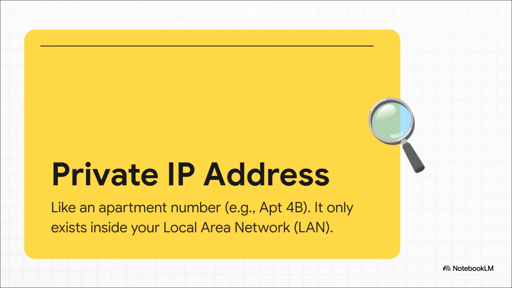And then you've got the private IPs. These are the apartment numbers inside the building. Apartment 4B, apartment 12C. Your router is the one handing these out to everything inside your home. Your phone, your laptop, your smart TV. They only make sense inside your local network. And it's how all your devices talk to each other and get out to the internet through the router.